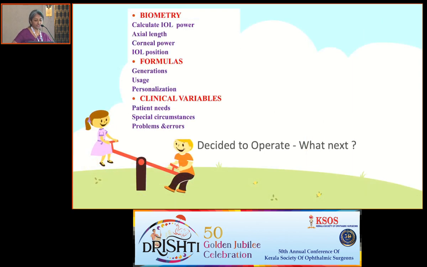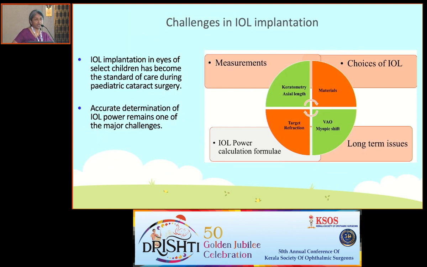So when you have decided to operate, what next? You should be looking at what is the ideal IOL power to be chosen, what is the formula, axial length, K reading, all has to be calculated, and there are a lot of clinical variables also. But what are the challenges when it comes to children? One is the measurements, because in younger children, you may not be able to get a measurement in the awake state. You have to rely on measurements under general anesthesia, which may not be entirely accurate. All the formulas are based on adults. So there is no formula which has been developed for children.